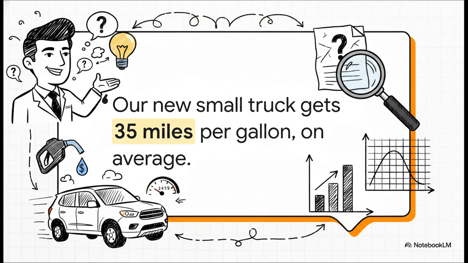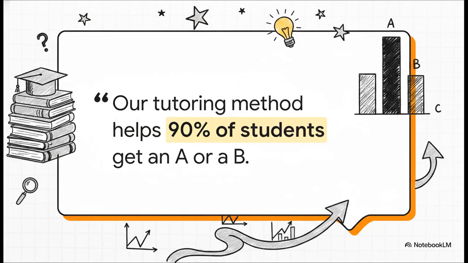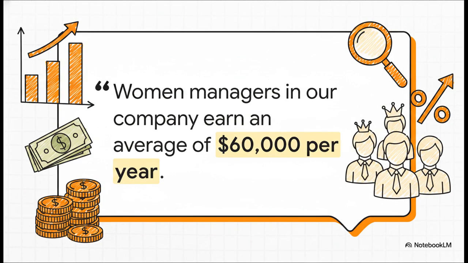I mean, you hear stuff like this constantly, right? Some car company drops an ad with this huge promise about how efficient their new truck is, but is it for real? Or how about this one from the world of education? A tutoring company says, hey, our method helps 90% of students get top grades. That's a pretty bold claim, and it's one that could make a lot of parents and students spend their money. And then you've got the corporate world making statements about average salaries. Now, what do all of these have in common? They're all specific claims about a much bigger group, or what statisticians call a population.